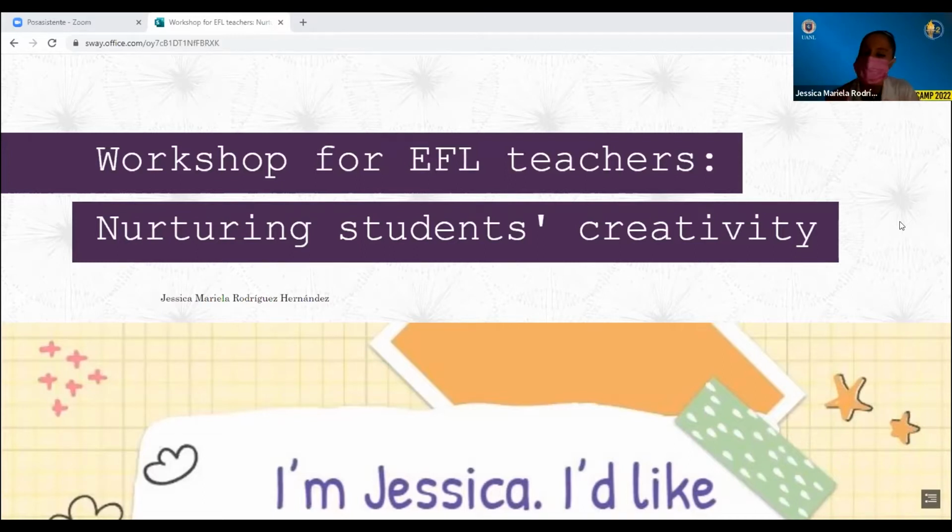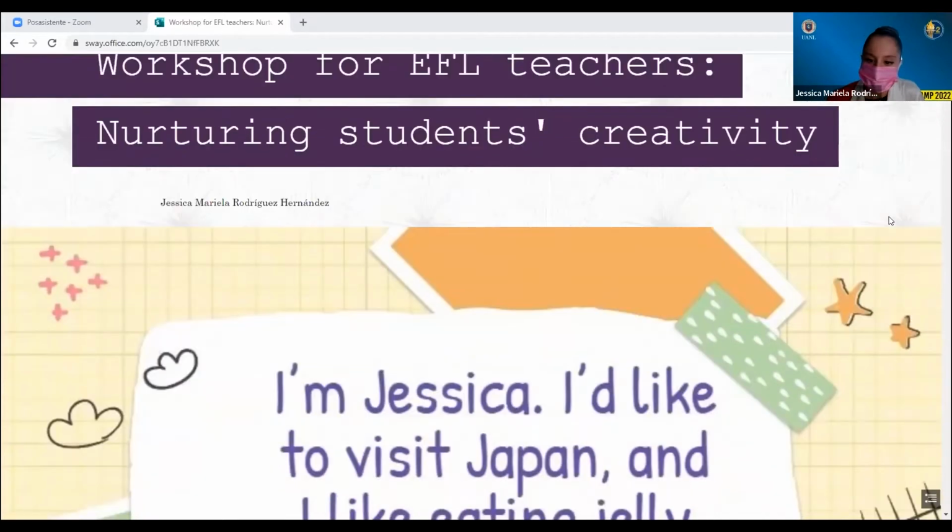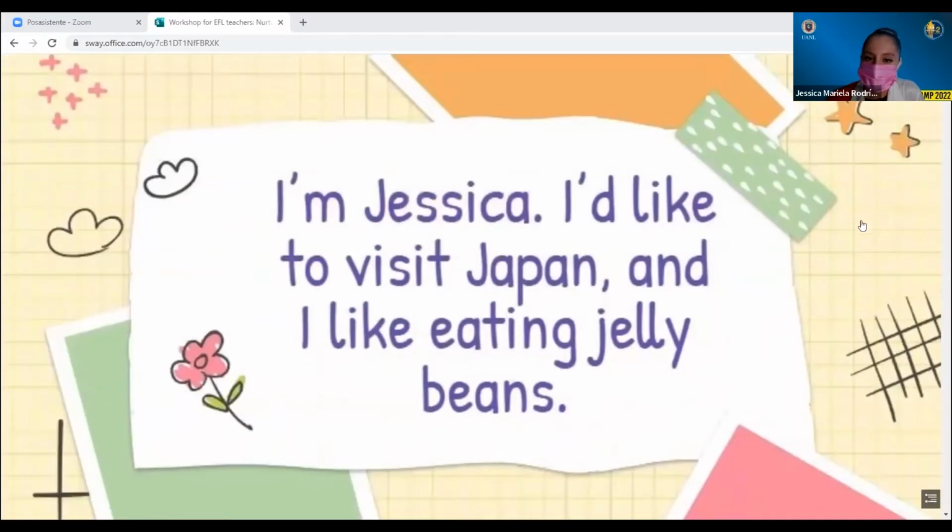And I'm going to start with this icebreaker. Well, I'm going to ask you to participate. Remember that if we want to have an effective workshop, you need to help me, right? And you need to participate. For example, we have to say our name, a place we would like to visit, but this place has to start with the letter of your name, okay? And we have to say something that we like eating, or we love eating, and this food has to start also with the letter of your name.